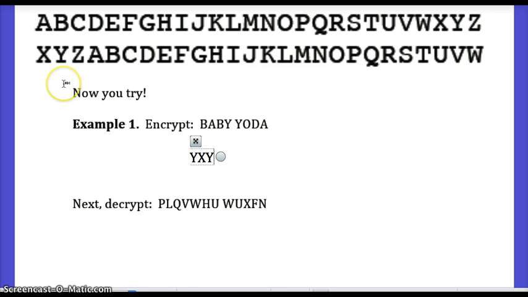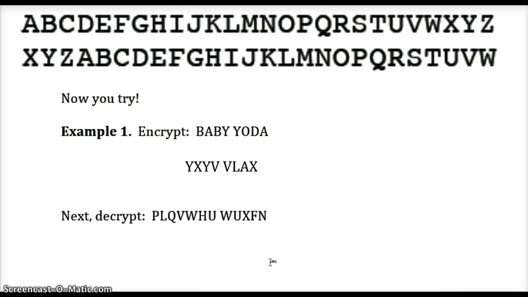B I already know is going to turn into Y. Y turns into V. I will preserve the space. Y I already know turns into V. O turns into L right below it. D turns into A. And A turns into X. Hopefully none of these things turn out to be obscenities, but I always worry about that.